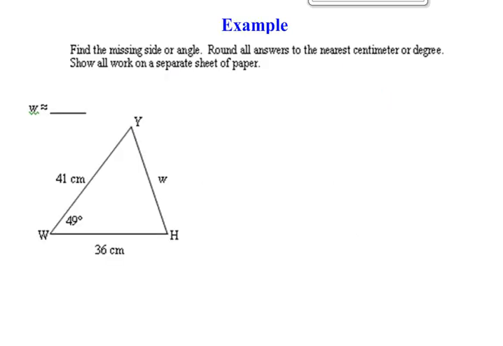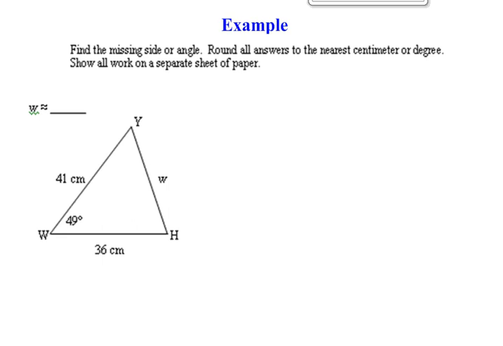Let's take a look at an example. It says find the missing side or angle. In this case, we're finding a missing side right there. Round all answers to the nearest centimeter or degree. We'll obviously round to the nearest centimeter since it's a side. Show all work. Okay, so let's do it.